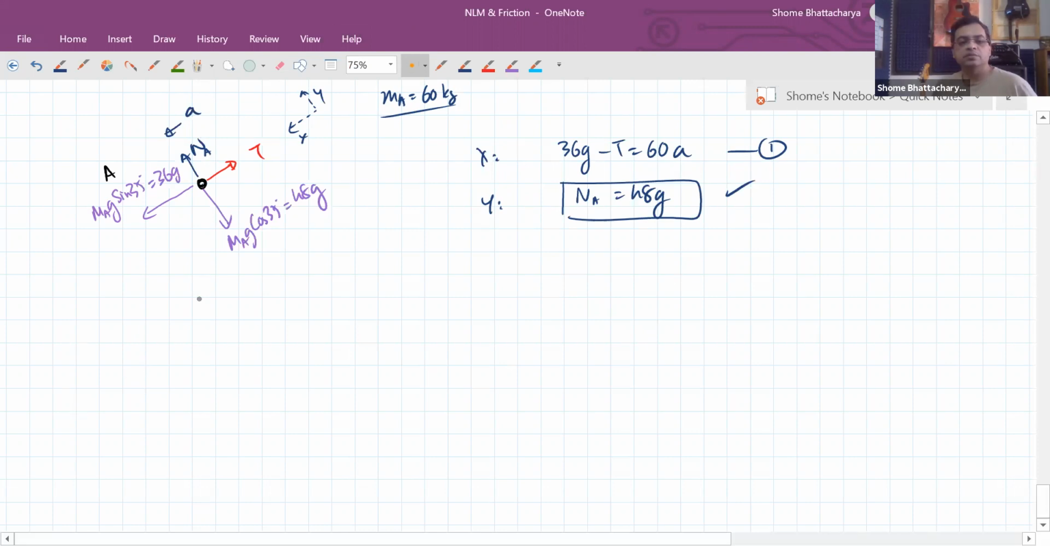Now, similarly, when you look at B's free body diagram, there we had seen the forces: this was 32g and this was 24g.